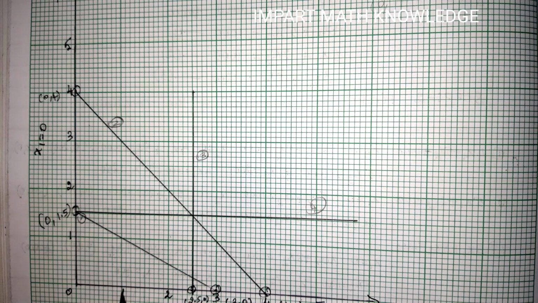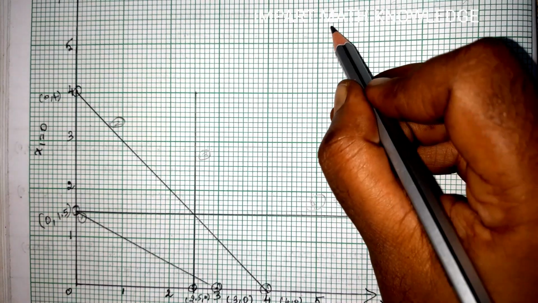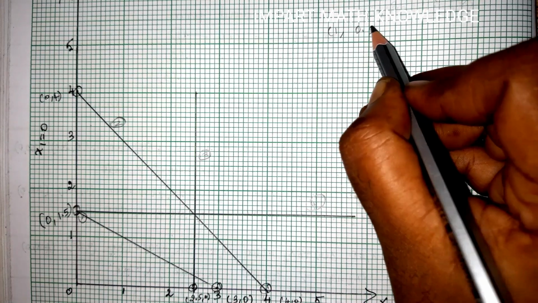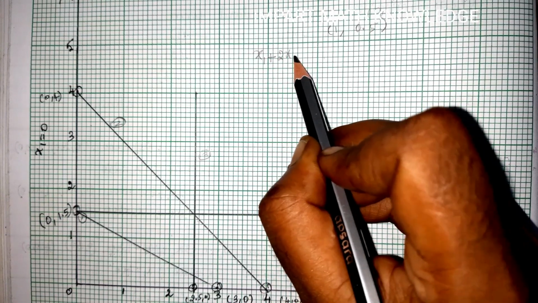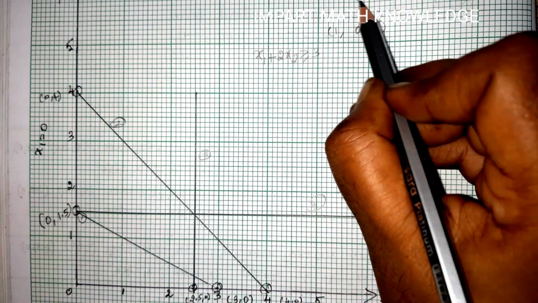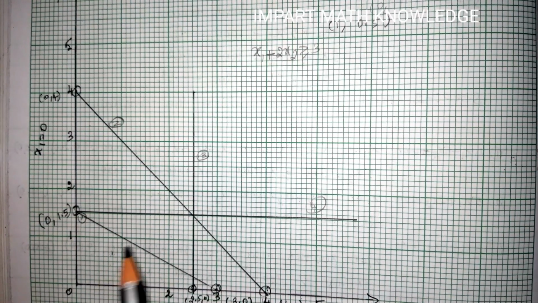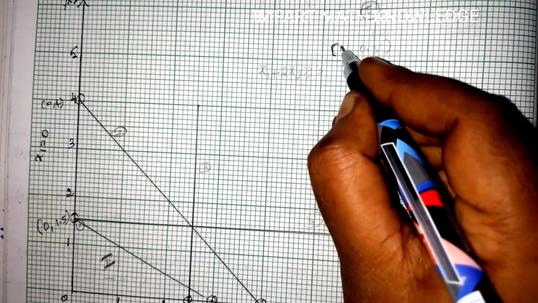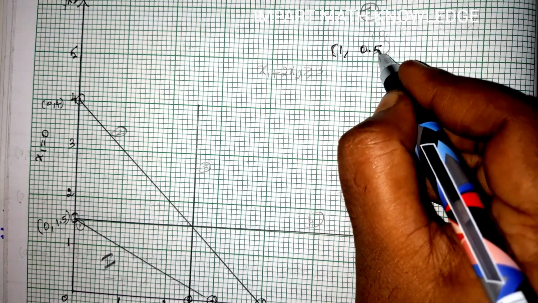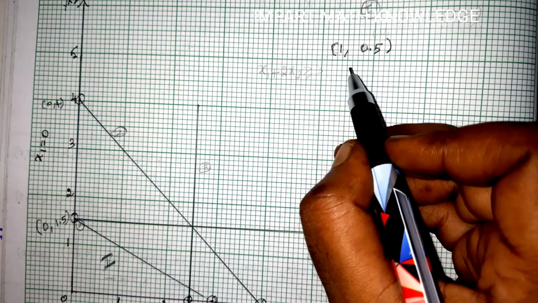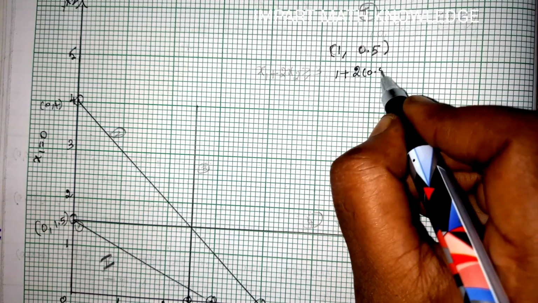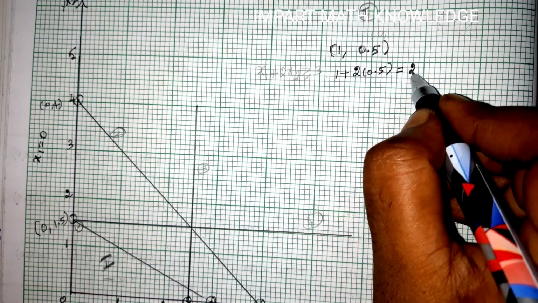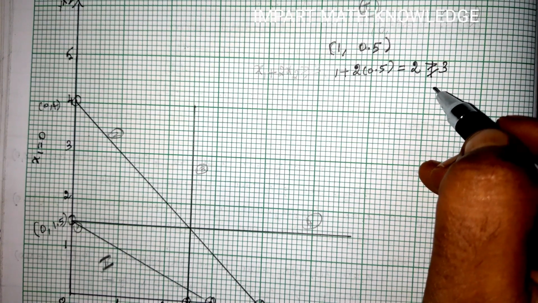In the first region, I take the point 1 comma 0.5. Let me check it here. This is for the first constraint, x1 plus 2x2 greater than or equal to 3. I substitute the value in the constraint, that is 1 plus 2 into 0.5. My value is 2. 2 is not greater than or equal to 3.